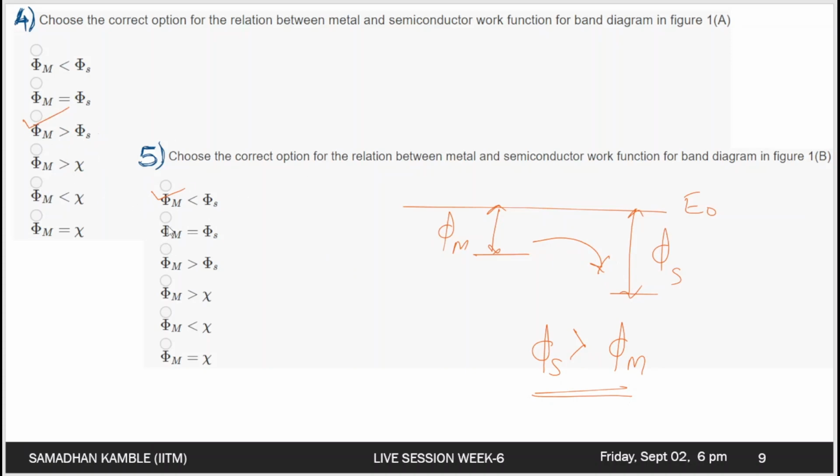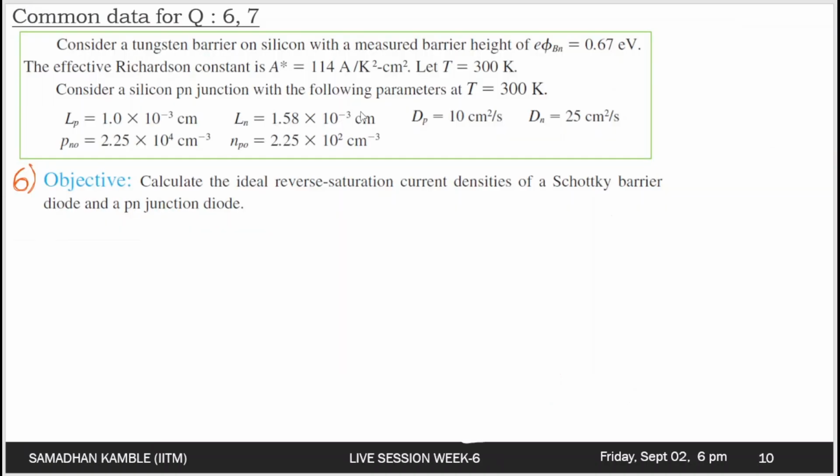Okay, so we are running a little short of time, so let us move to question number 6. This is again a common data question. Let me read it out for you. Consider a tungsten barrier on silicon with a measured barrier height of 0.67 electron volt. The effective Richardson constant is given as 114 ampere per K square centimeter square, and the temperature as 300 Kelvin. Also the data is given for the silicon PN junction. The different parameters at T equal to 300 Kelvin are given.